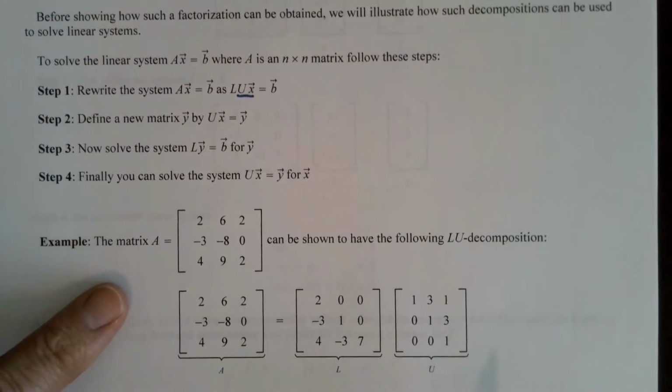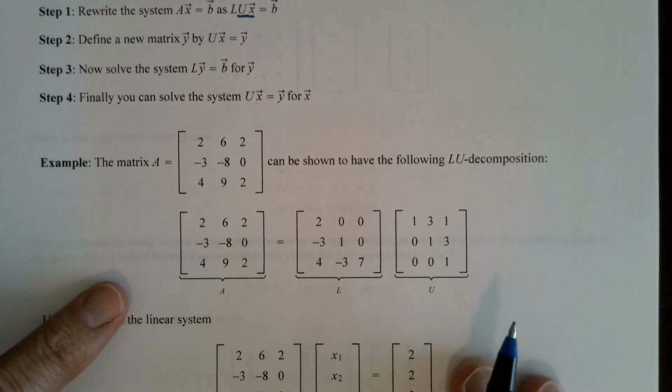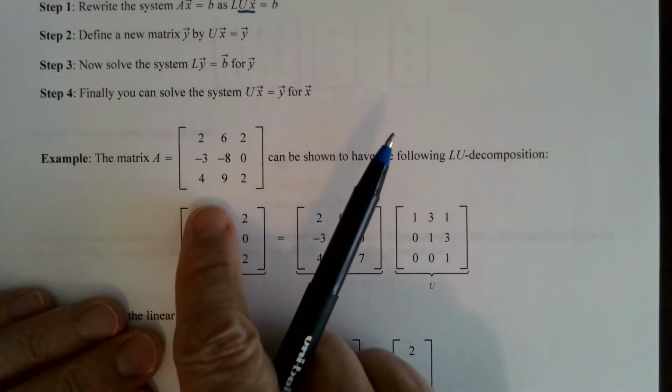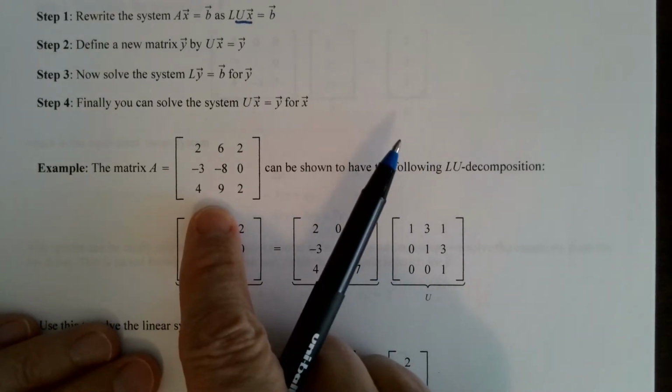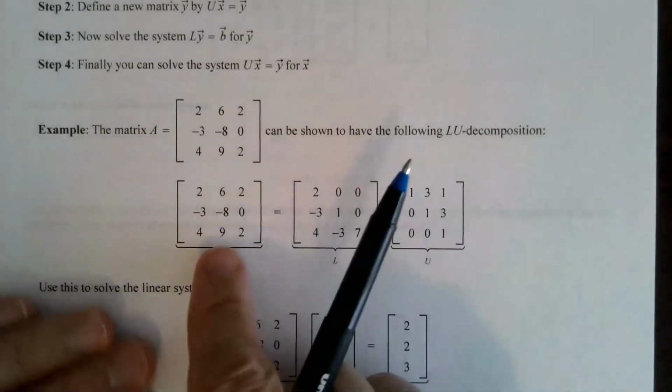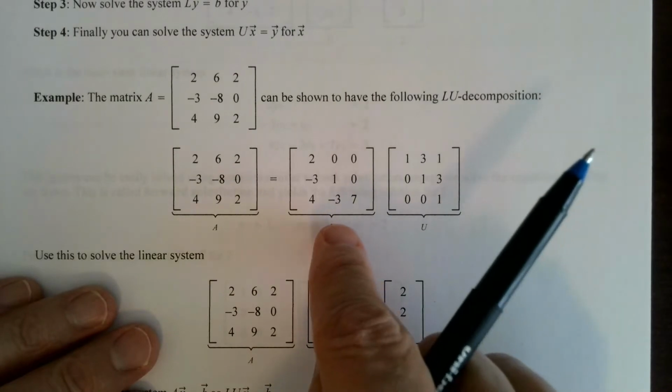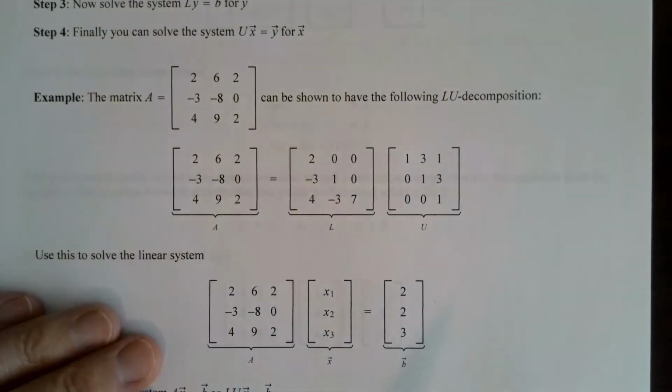That will be a little bit bogged down, and we'll talk about that here in a moment. So let's look at this system. Matrix A, or let's look at this matrix first of all, is 3 by 3. It can be shown to have the following LU decomposition. If you multiply L times U, you're going to get the matrix A.